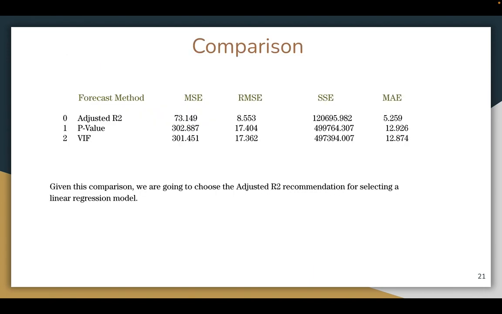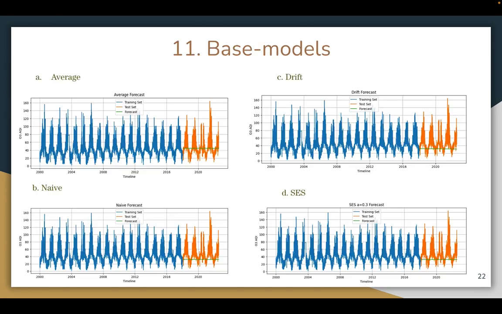This is a comparison of all the 3 methods, and from the value of RMSE, I can say that the adjusted R square with a value of 8.553 works the best.